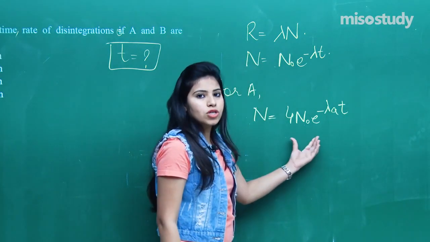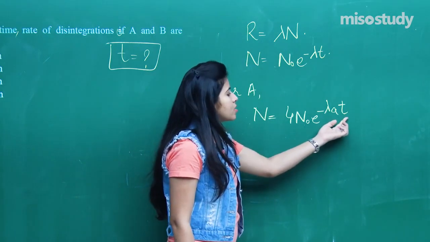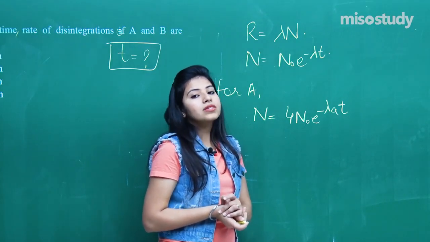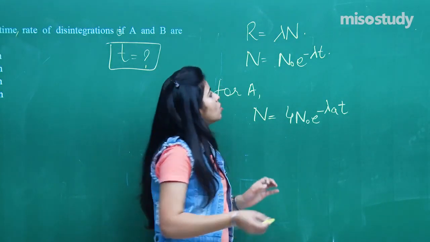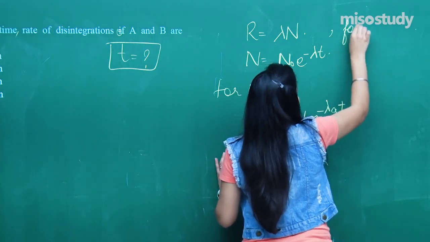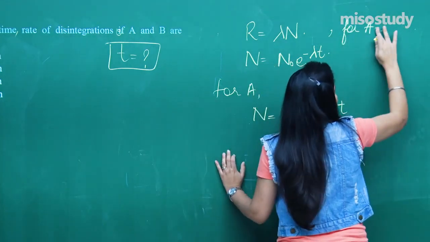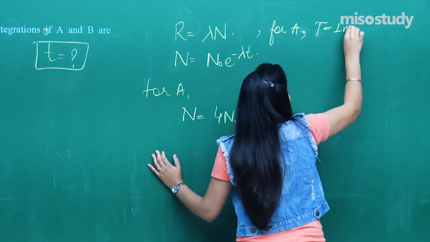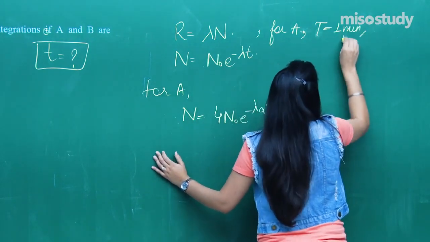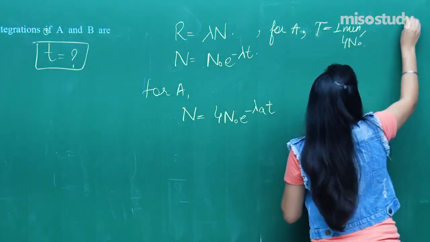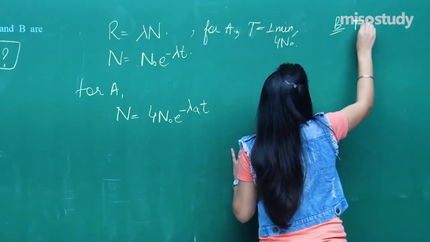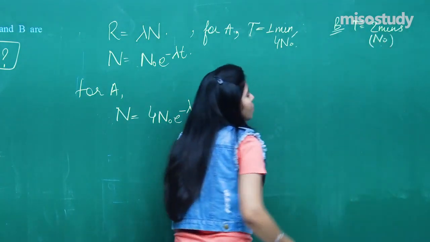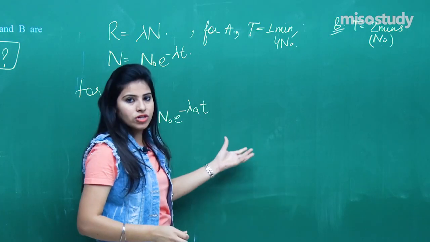So you are having this with you. And for the case, is this T the half-life or not? Because in the question we have been given the half-life also. For A, let me just write over here. For A, half-life T is 1 minute, and initially there were 4 N0 nuclei. For the case of B, we have capital T as 2 minutes and initially there were N0 atoms. We are going to use these things in the question.